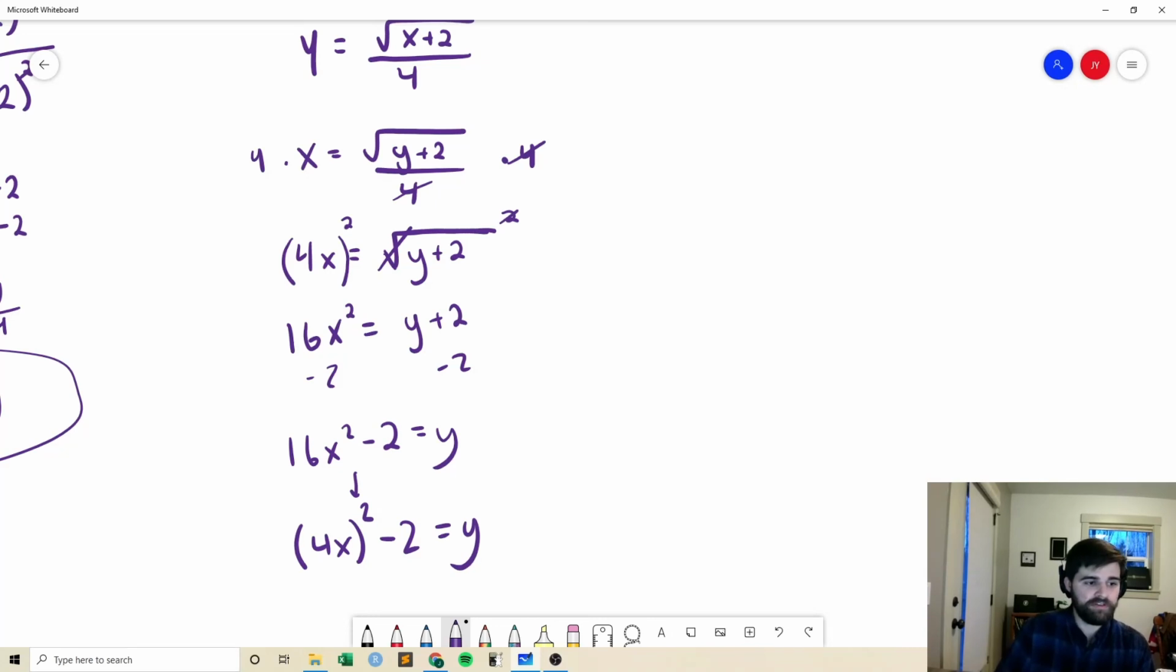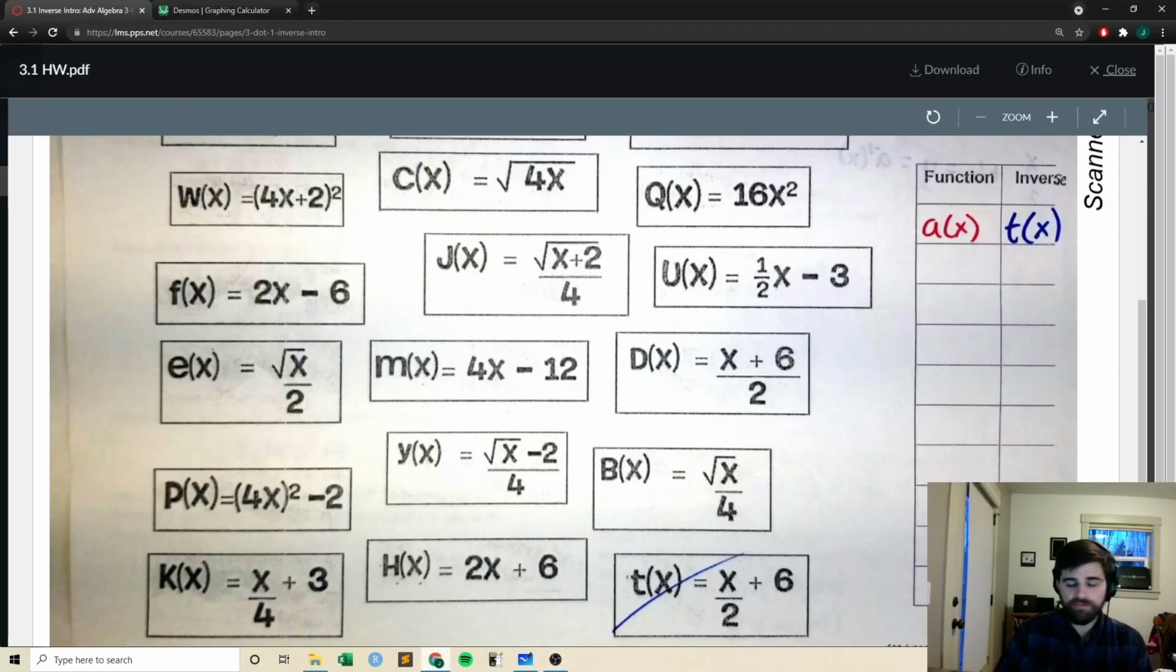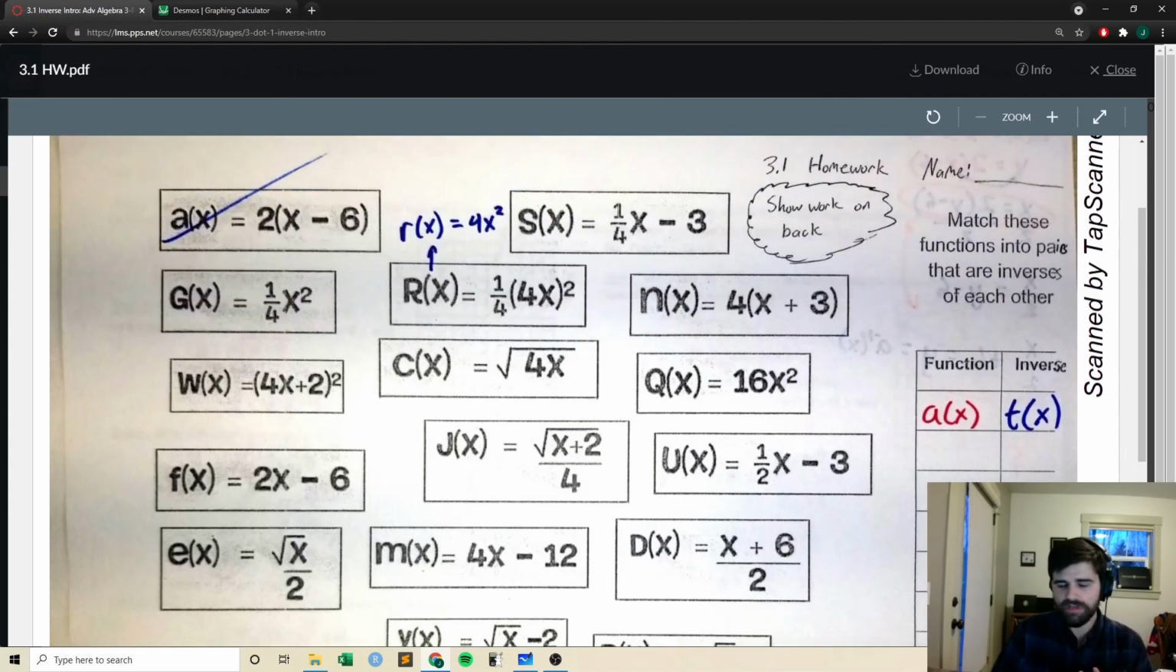We might have a slightly different answer. I like my answer better, right? Because it's more simplified, but this is what I saw on my worksheet. So don't get frustrated if you think you have the right answer and you can't find it exactly. There's a few in here that are in a strange form. For example, r of x, not sure why they went with this. Much simpler, simplified version would just be 4x squared.